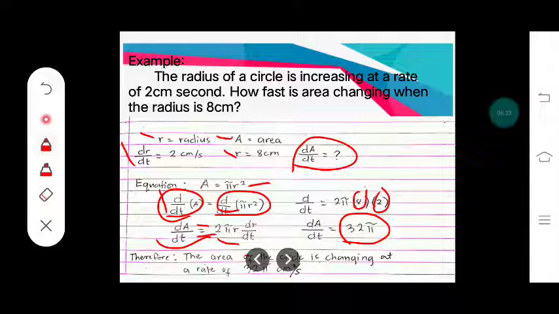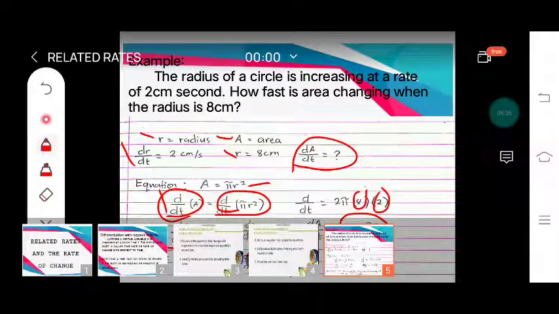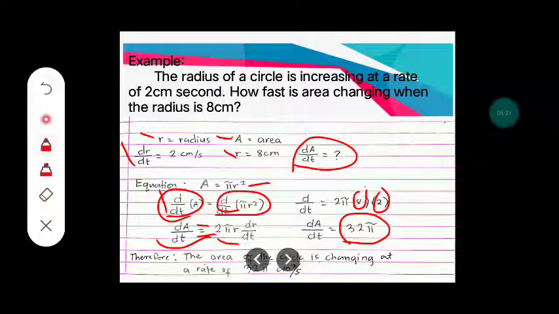Therefore, the area of the circle is changing at a rate of 32 pi centimeters squared per second. Here is our answer. This is the final answer here. That's why the area is changing at the rate of 32 pi centimeters squared per second. Okay, that's all. Thank you.